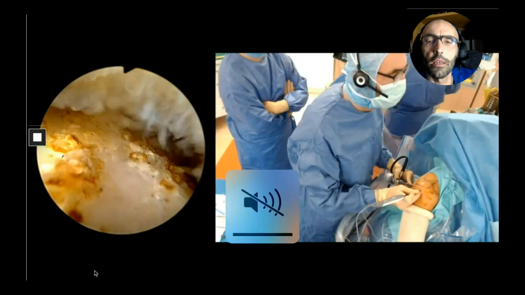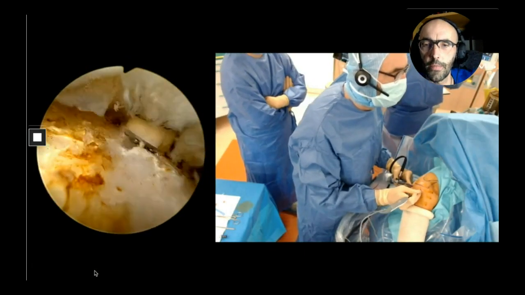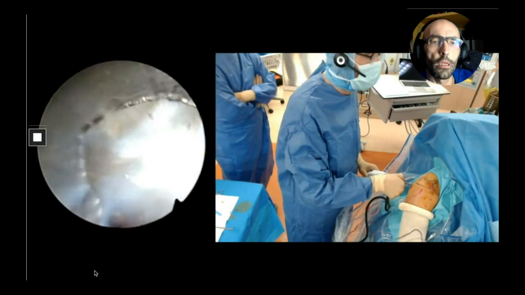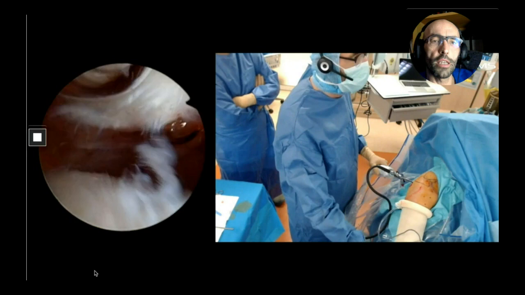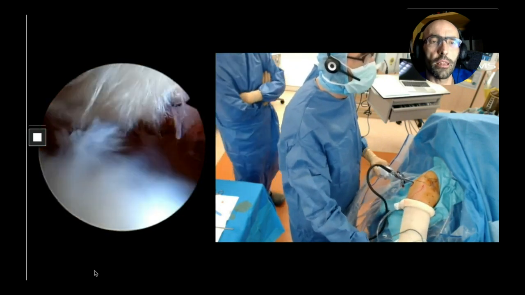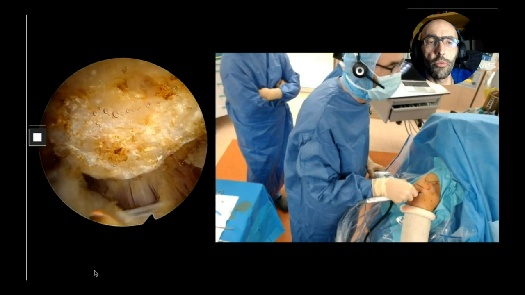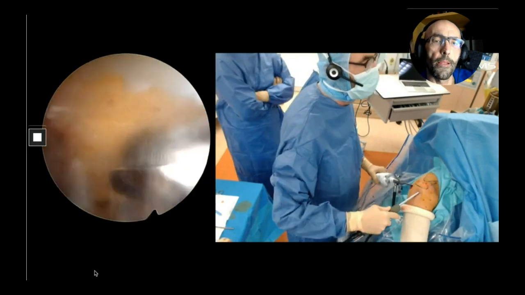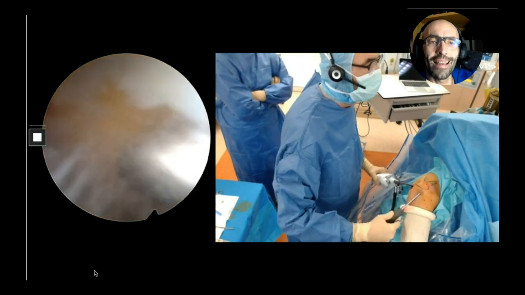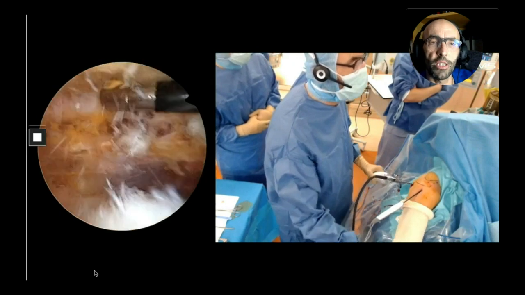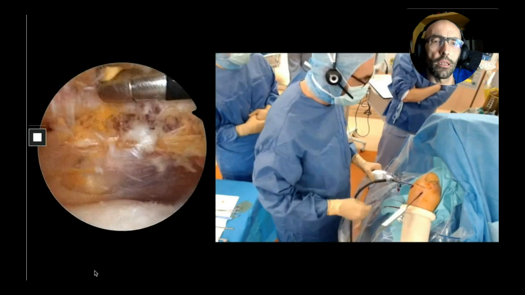And then you can see that the patient is in the beach chair position here. You can see the impingement between the rotator cuff tear and the acromion. Here, we have prepared the acromion. And we perform what we call an acromioplasty in order to have more space between the acromion and the rotator cuff.